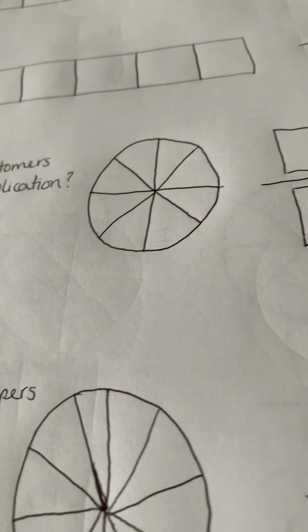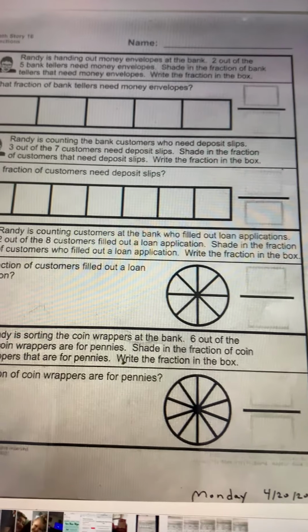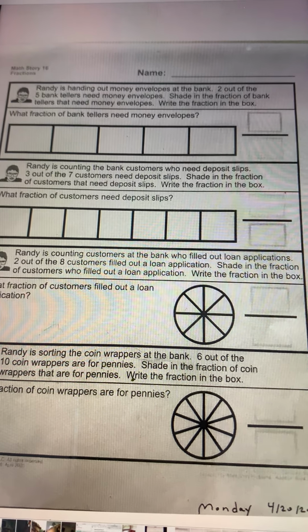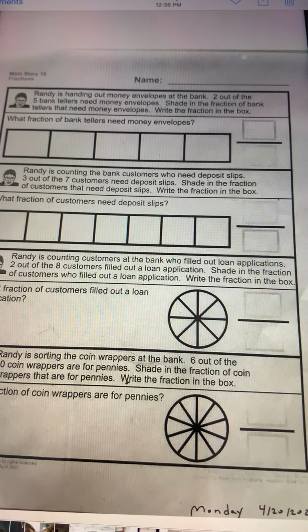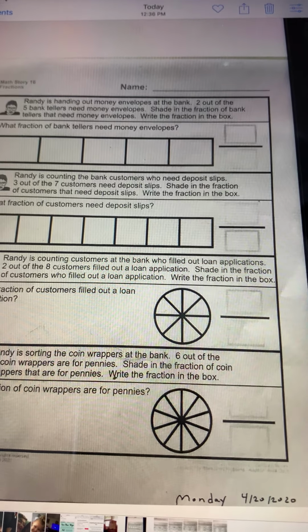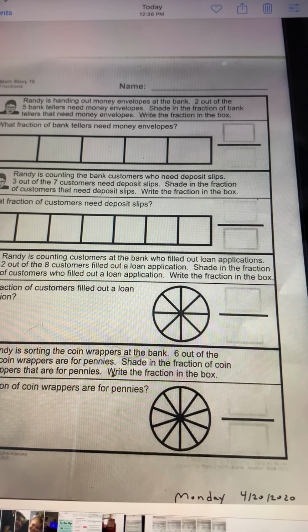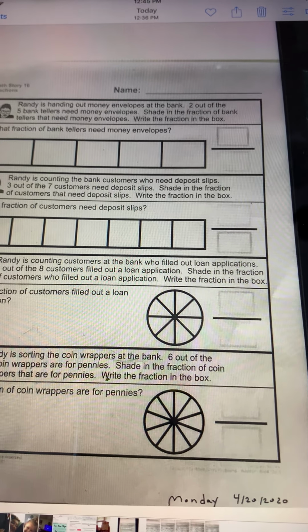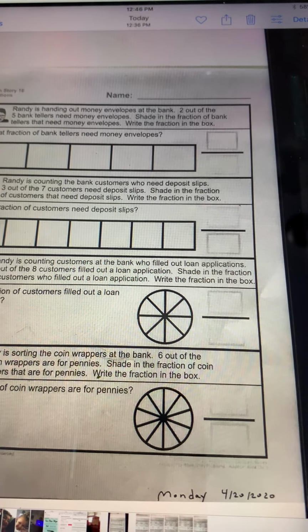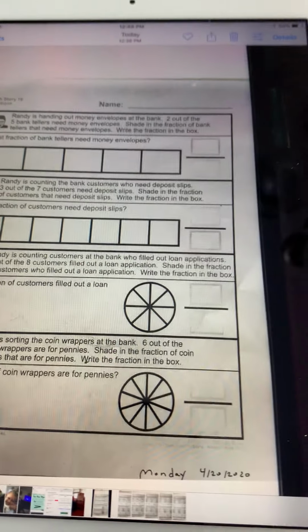And the first worksheet that we're going to be working on is this one. Okay, and at the top it reads, Randy is handing out money envelopes at the bank. 2 out of the 5 bank tellers need money envelopes. Shade in the fraction of the bank tellers that need money envelopes. Write the fraction in the box.